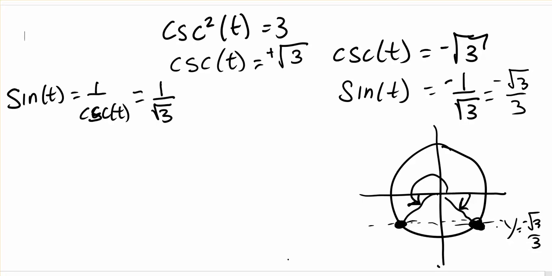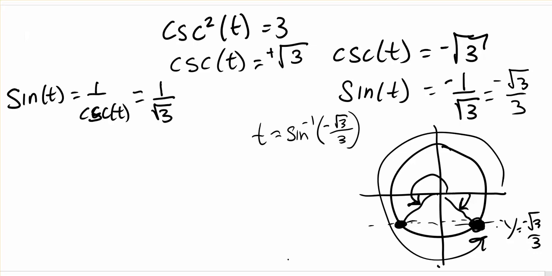So our first solution is t is equal to the inverse sine of negative root 3 over 3. Now, if this angle right here is a solution, then every single one of its coterminal angles is a solution, whether you go around in the positive direction or around in the negative direction. And that would just mean adding a number, k, times the period, 2 pi, to it. And we'll let this number k be an element of the integers. So that means k is any integer value.